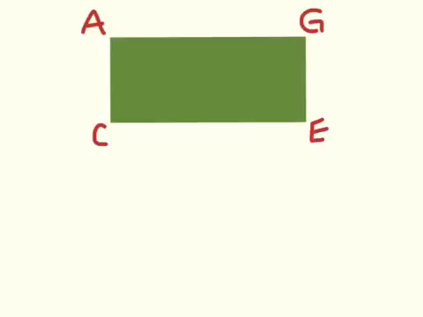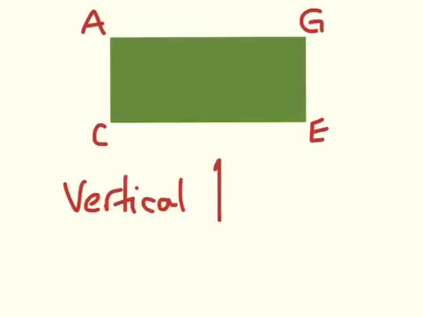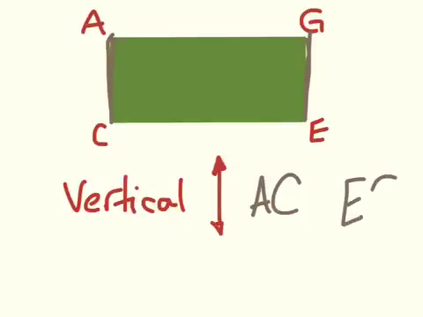On this shape, if I want to identify vertical sides, remember vertical means up and down. That's vertical. So here is a vertical side. So I would say AC is a vertical side. And this one here is also a vertical side. So I would say EG is also vertical.